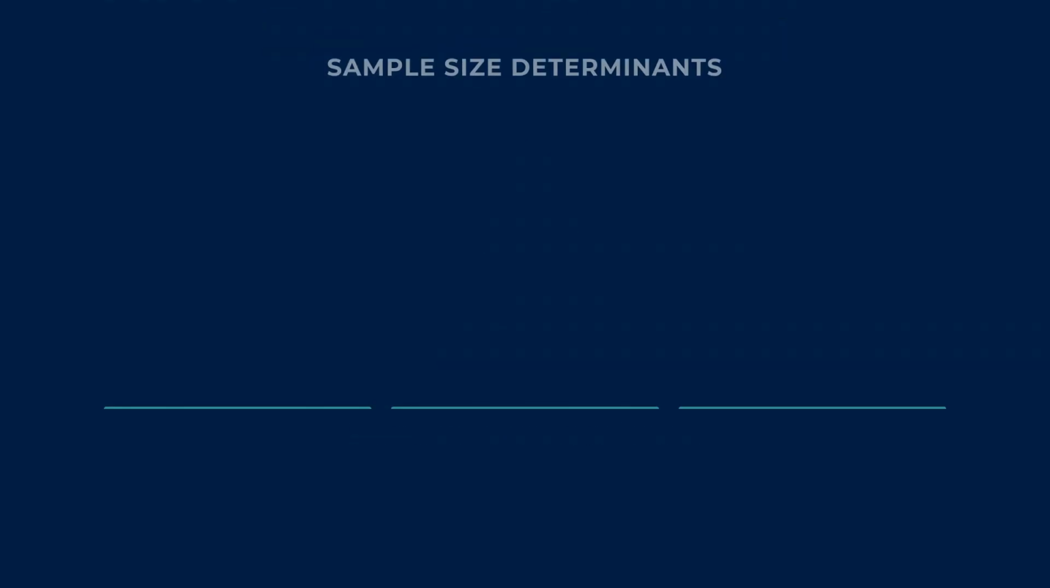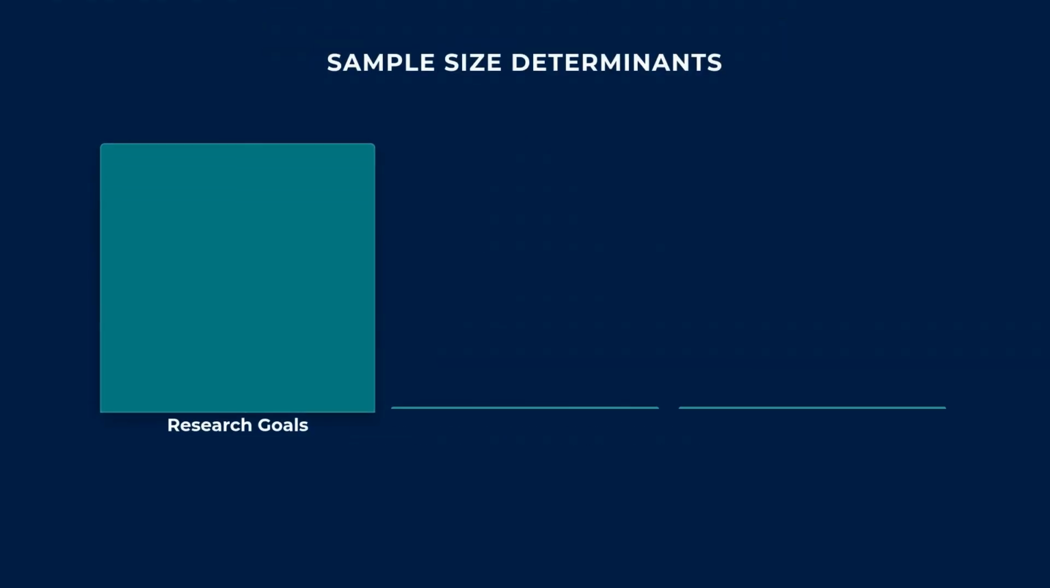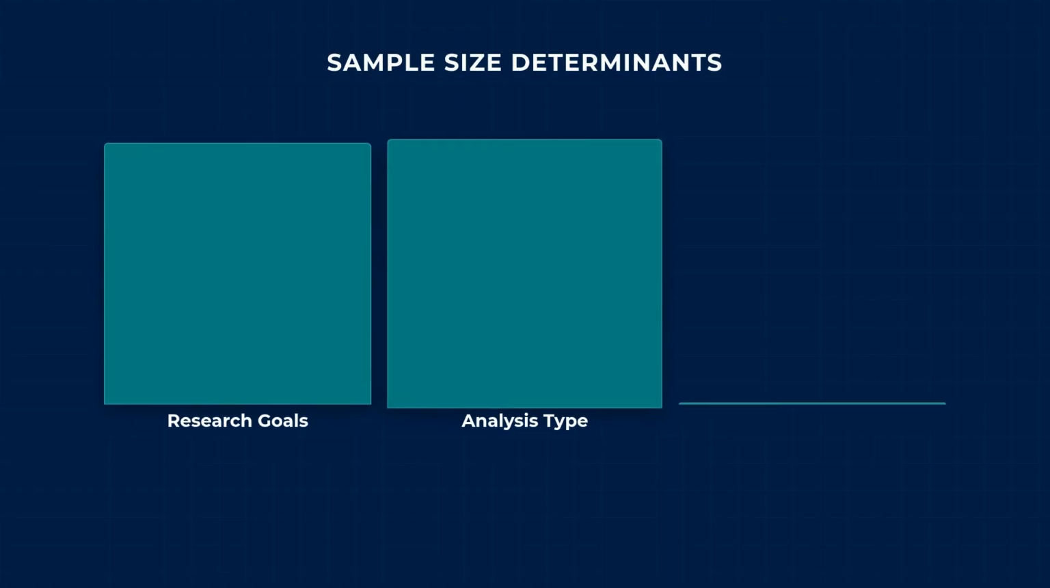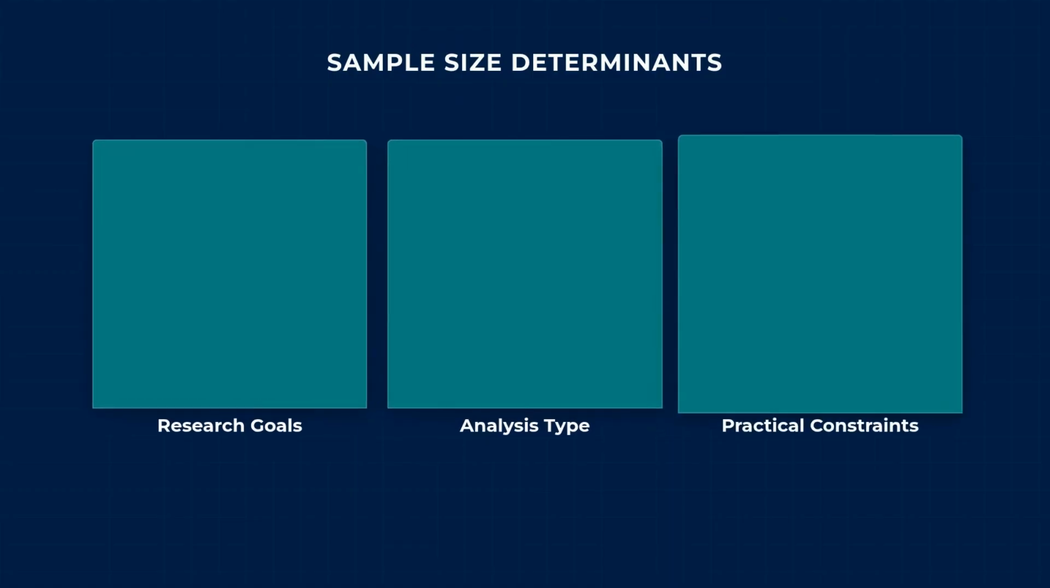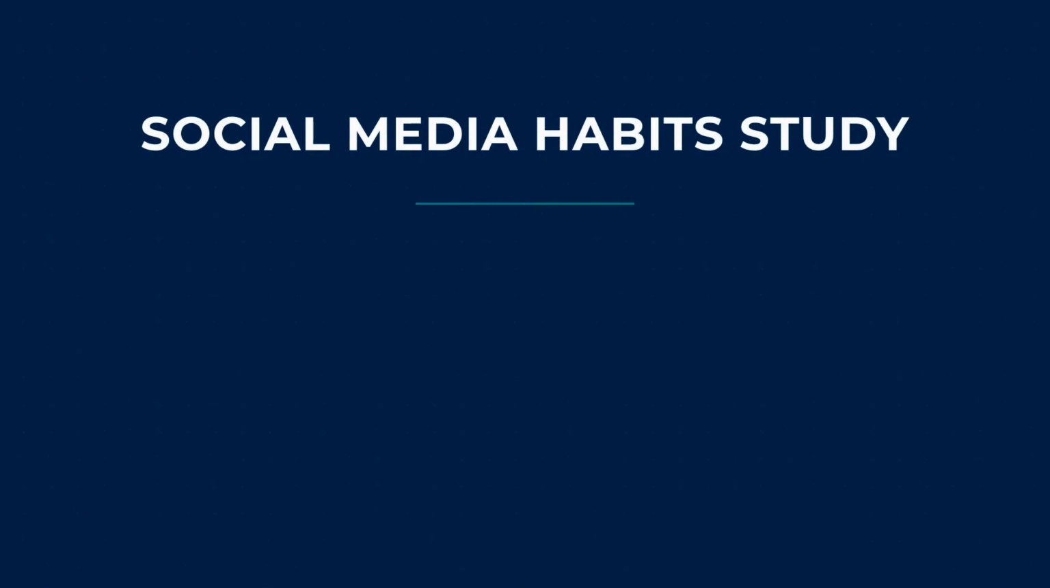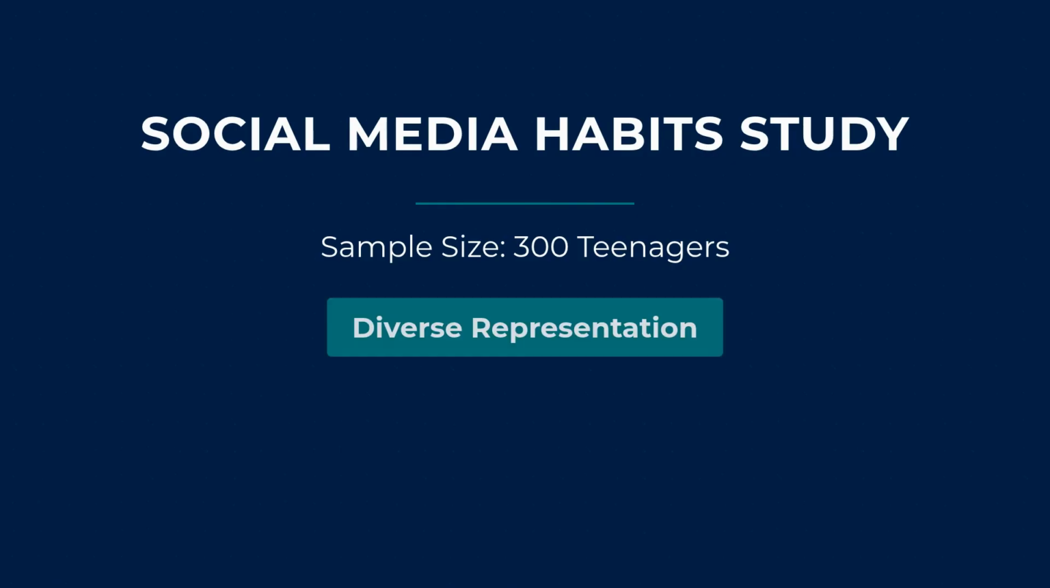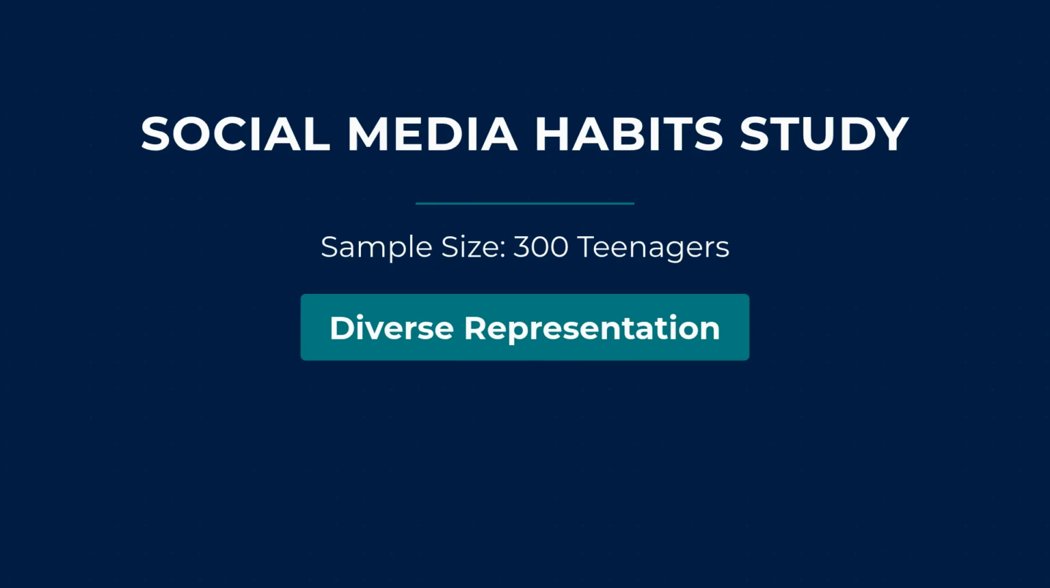The sample size is the number of participants or units you select from your population for your study. Deciding the sample size depends on your research goals, the type of analysis you plan to do, and practical constraints like time and resources. For example, if you're studying teenagers' social media habits, you might decide a sample size of 300 teenagers was chosen to ensure diverse representation across different regions.